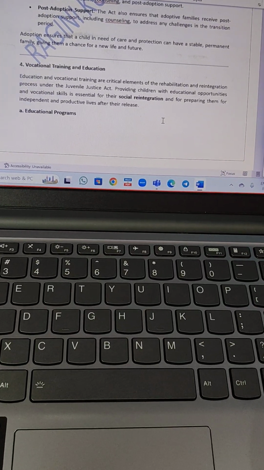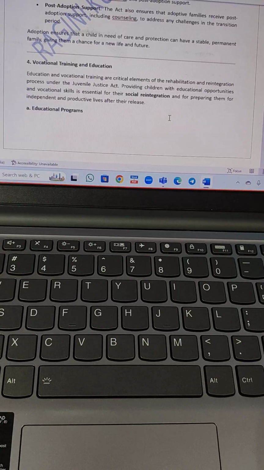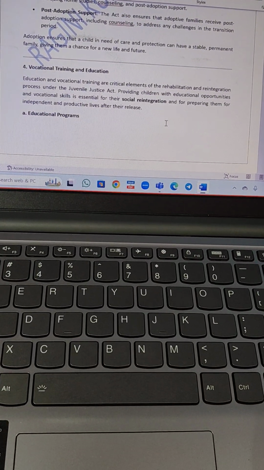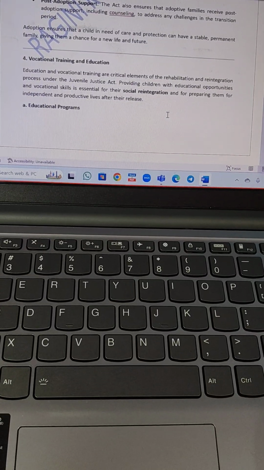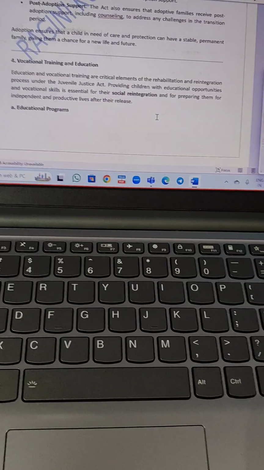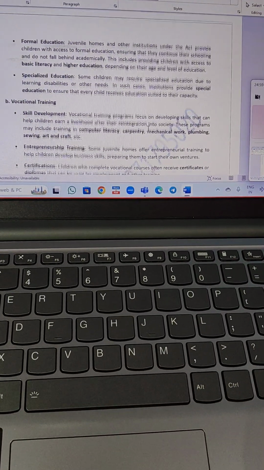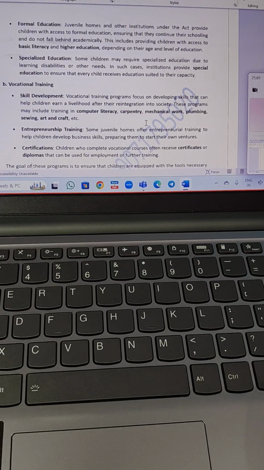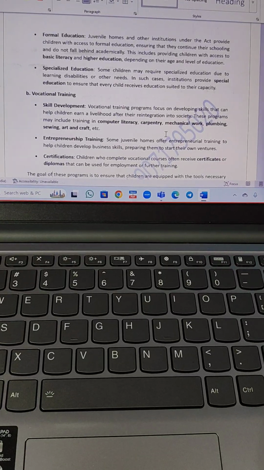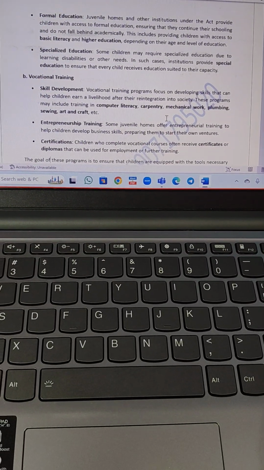Education and vocational training are critical elements of the rehabilitation and reintegration process under the Juvenile Justice Act, providing children with educational opportunities and vocational skills that are essential for their social integration into society. Now educational programs. Juvenile Justice Homes and other institutions under the Act provide children with access to formal education, ensuring they continue their schooling and do not fall behind academically.